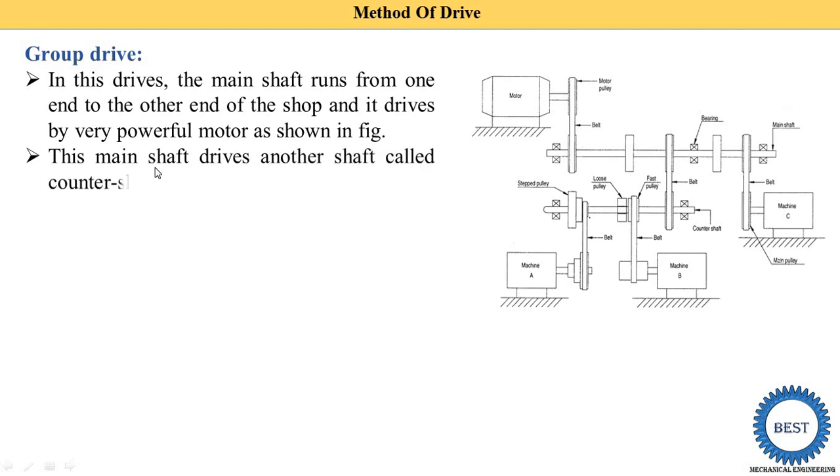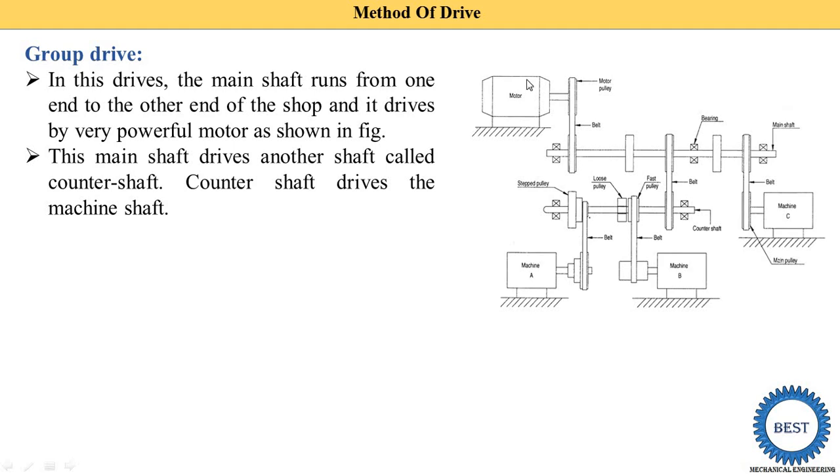This main shaft drives another shaft called the counter shaft. So this is the counter shaft you see, and this counter shaft is run by using the main shaft. Here you see the main shaft and the counter shaft are connected by using the belt drive. This counter shaft drives the machine shaft. After the counter shaft, various machines are there. Here you see machine A, machine B and machine C. So all three machines are run by using one motor. It is called the group drive.